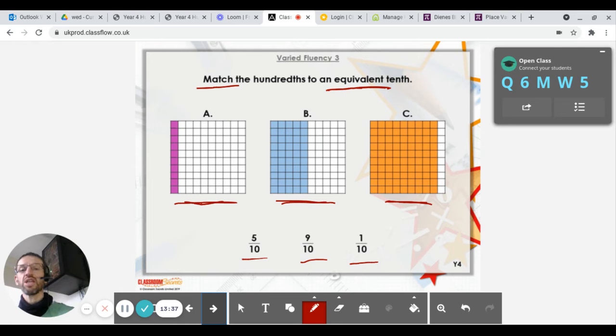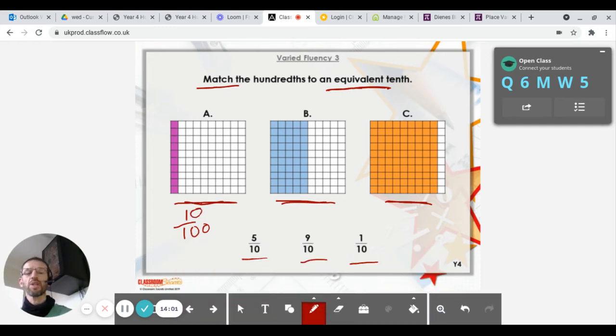What you've got is 100 squares. Well, this one over here is going to be 10 hundredths. So I'll write that like that. B, if I count them again, we've got 1, 2, 3, 4, 5. 5 tens are 50. 50 hundredths.